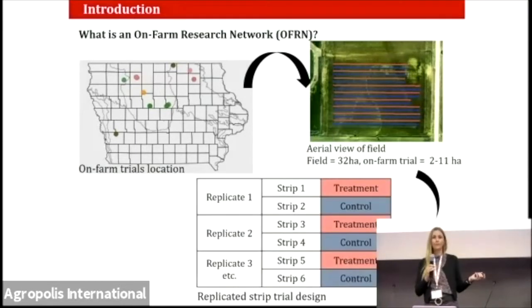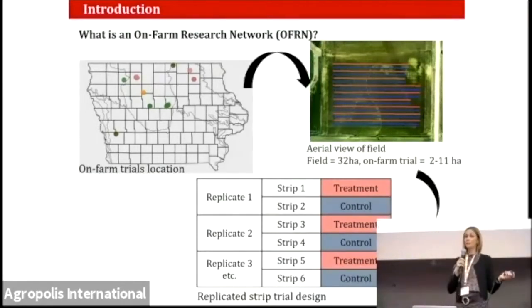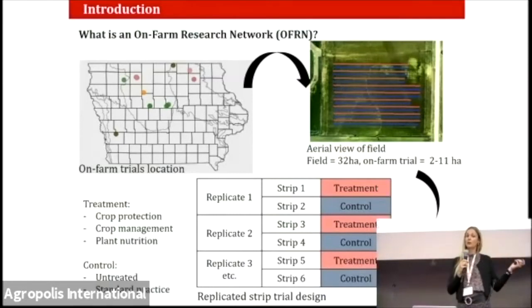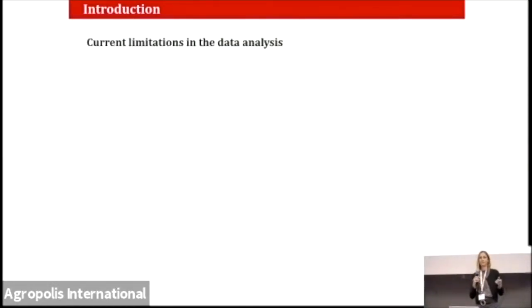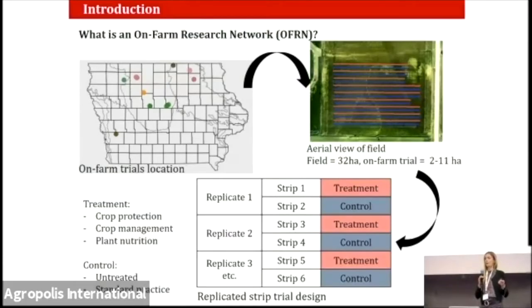That's a scheme of the experimental design, which is a replicated strip trial design, where you have the treatment of interest, which can be related to crop production, crop management, or plant nutrition. The control will be untreated or the standard practice in this region. And we have at least 3 replicates per on-farm trial.